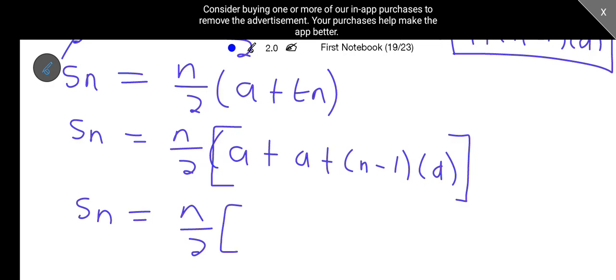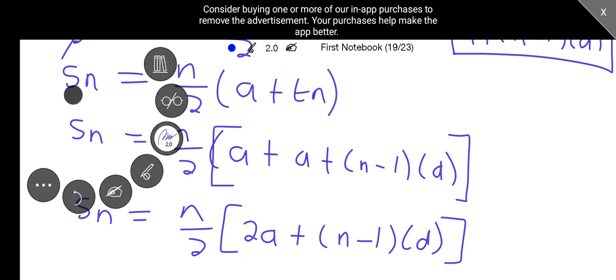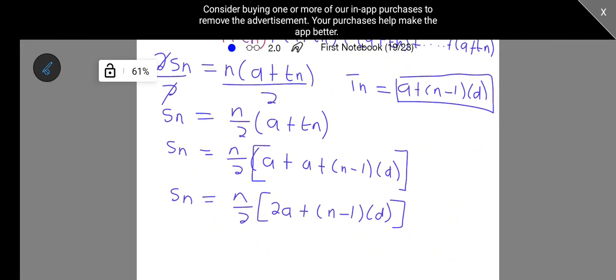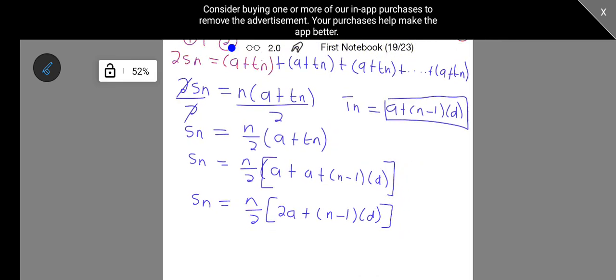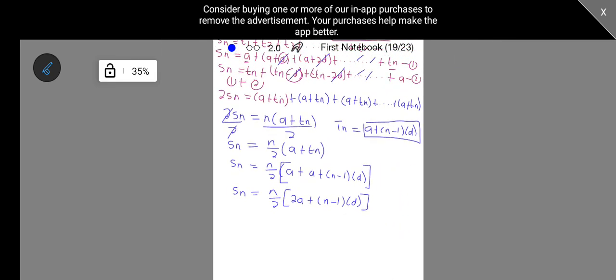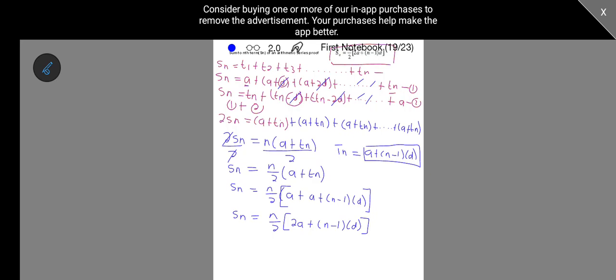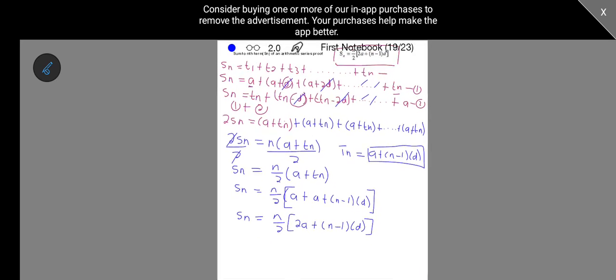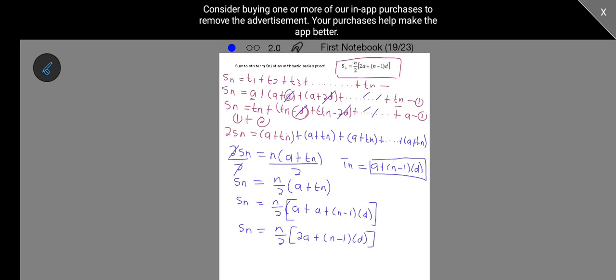This means that Sn is equal to n over 2. What is A plus A? That's 2A plus n minus 1 multiplied by the difference. And this is the equation which we said we were proving in the first place. There it is there. I hope you can see it further. So now just follow the steps.